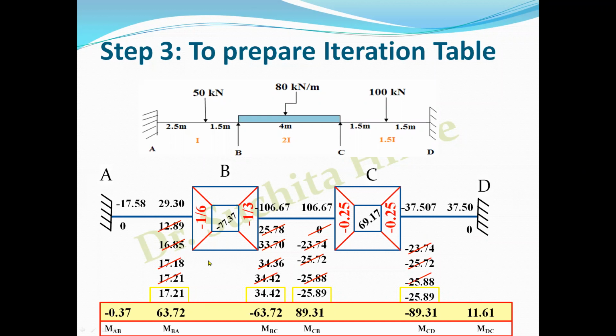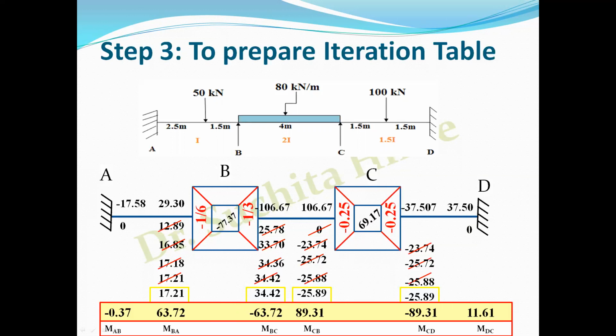You must check that at joints, you must get equal magnitude but opposite sign. So MBA must be equal to MBC in magnitude. Similarly, MCB must be equal to MCD. So this is how to calculate final moment. So this actually we write in tabular form.